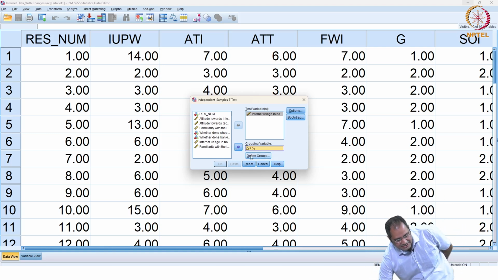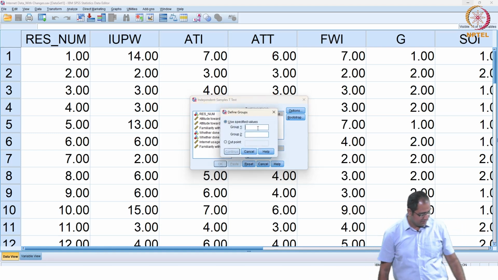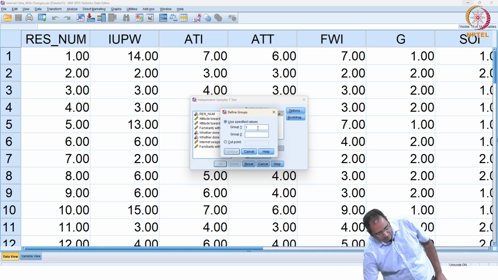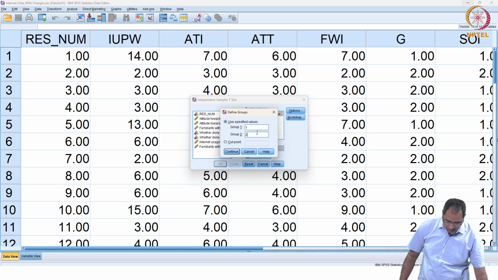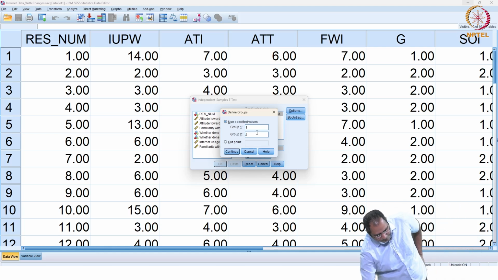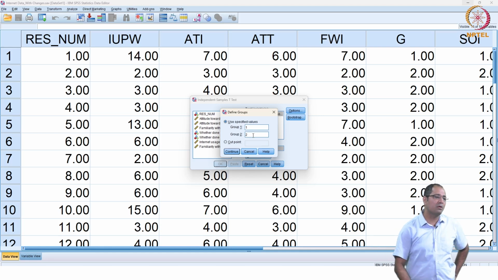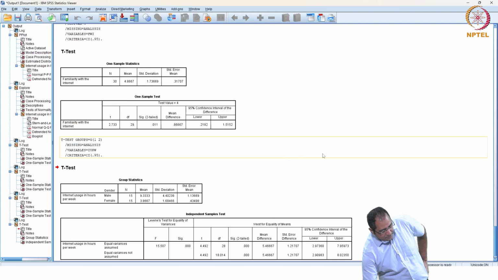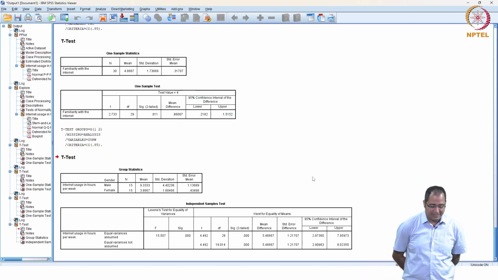And gender is asking to define the groups. So group number 1 is male or female? I think group number 1 was male. So let's give group number 1 a value of 1, group number 2 a value of 2. No, it is directly showing within the specified one. No, you have to type here group number 1, 1, group number 2, 2. So remember that group number 1 you have given the value of 1 and group number 1 is male, group number 2 is female. Click continue and click OK, and you are getting this t-test, independent sample t-test.